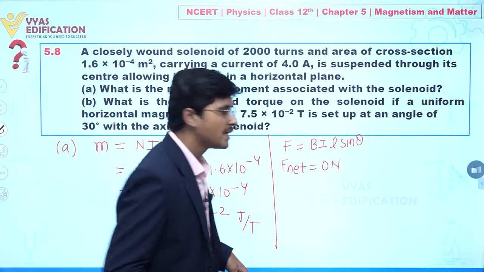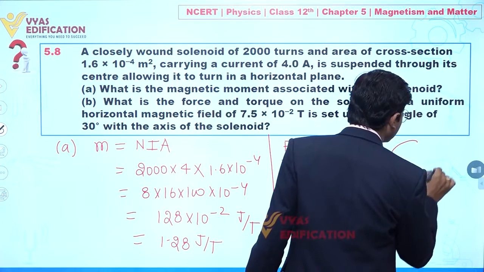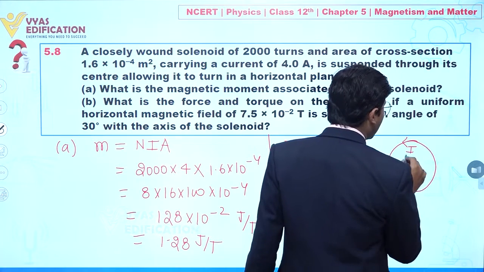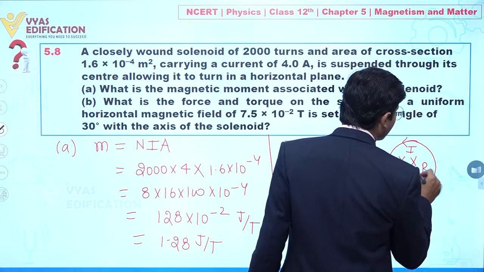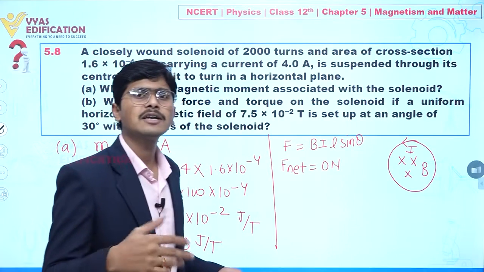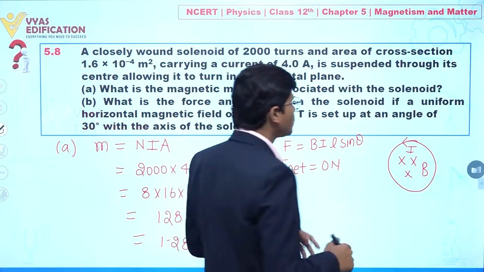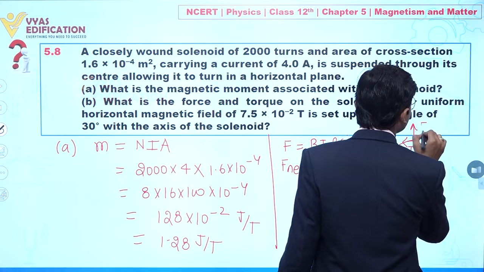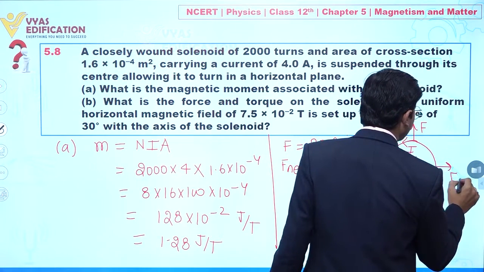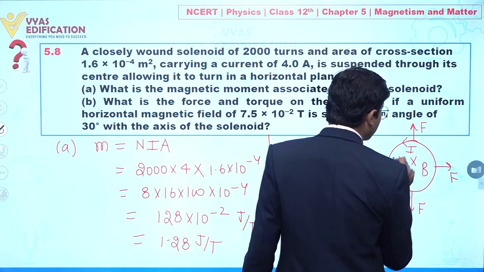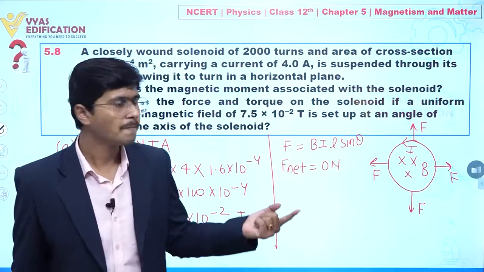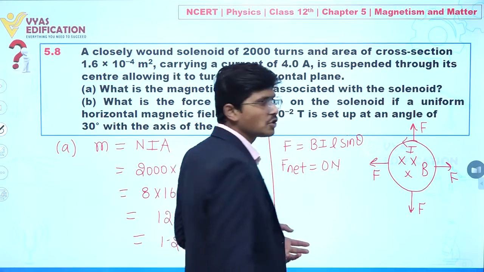How is this possible? Let's suppose this is 1 turn. For 1 turn, let's suppose current is flowing like this and the magnetic field is like this, clear. So you can see if you use the right hand rule or left hand rule, whatever, let's suppose the force is acting in this direction, here force will act in this direction, force will act in this direction like this. So now we can say one force is cancelled by another force, clear. So directly we can say net force is 0, clear.